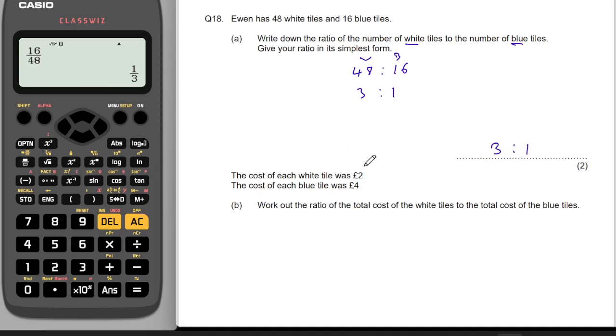Okay, the cost of each white tile is £2. The cost of each blue tile is £4. Work out the ratio of the total cost of white tiles to the total cost of blue tiles.